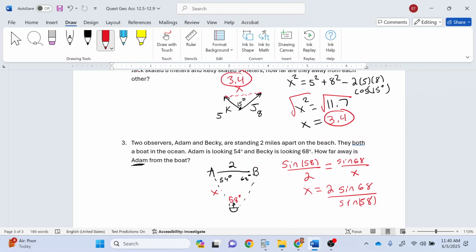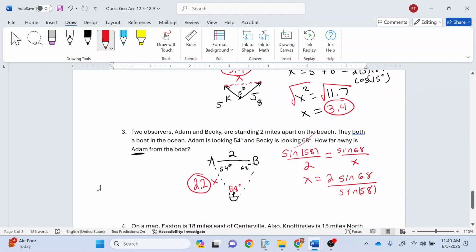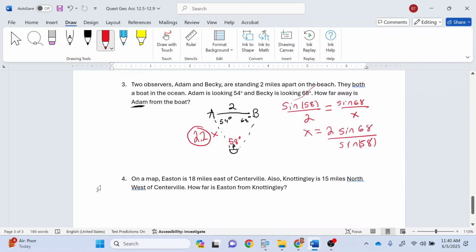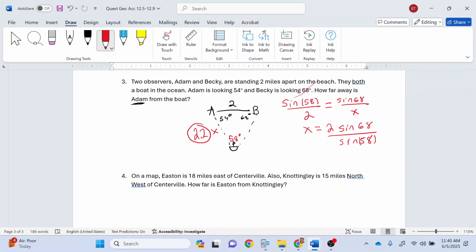Divided by sine 58. Yes, so 2.18. So 2.2. So Adam's 2.2 miles away. If you call this C, this would be little c.